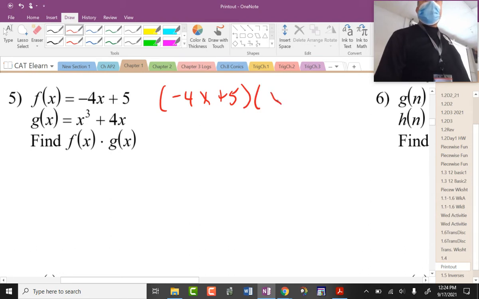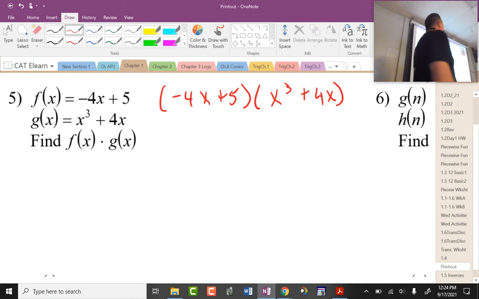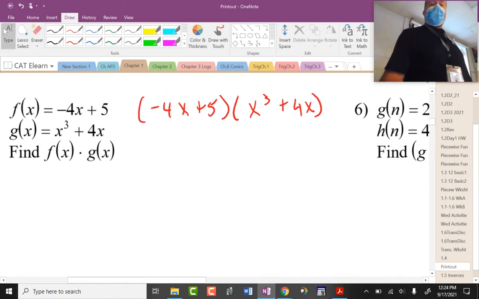G of x is x cubed plus 4x. Do the parentheses have meaning? Yes or no? 3, 2, 1. You're darn tootin'. What's the 4-letter F word? Foil. Okay, and those that can't foil, get on the foil bus.